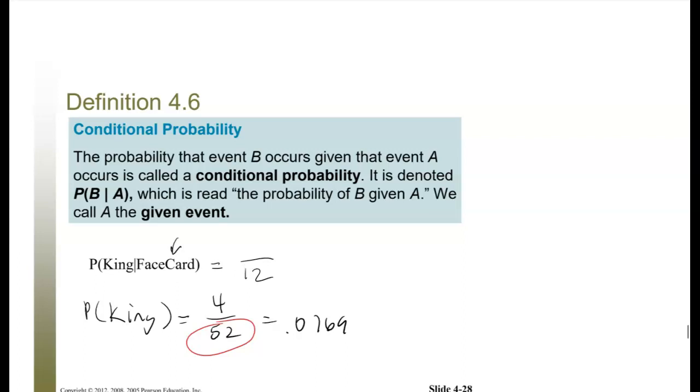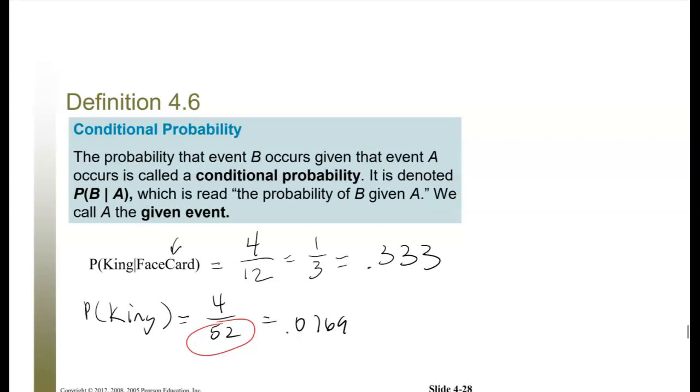When you place a condition on a probability, remember, your sample space changes. Your capital N changes. Of those 12, how many are kings? Well, of course, there's 4. We still have 4 kings, but we're no longer 4 out of 52. Now we're only 4 out of 12, which of course is 1/3, and that's a much higher probability than just selecting a king.